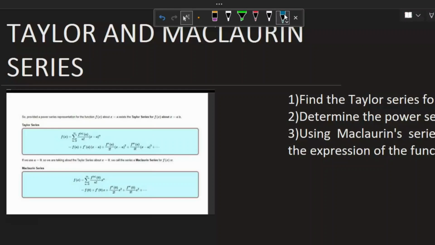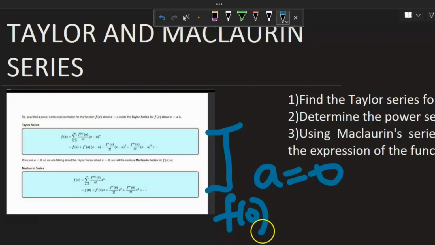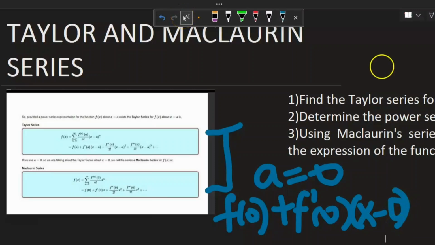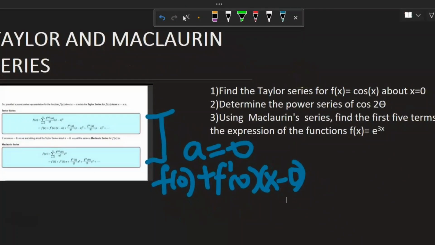Take a look at this formula written on the screen. Assuming your a equals 0. From the Taylor series, assuming a equals 0, it means that f of 0 plus f prime of 0, open your bracket, x minus 0. What are we trying to do? We are trying to prove that your Maclaurin series and your Taylor series are the same thing. But your Maclaurin series is when your a equals 0. So if you know your Taylor series, automatically you know your Maclaurin series.